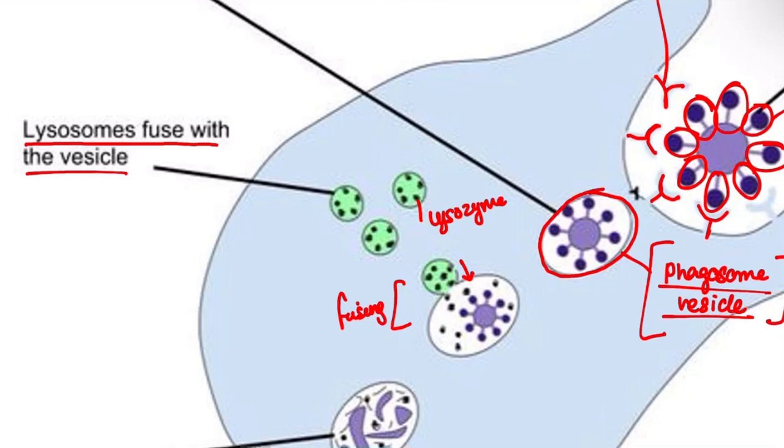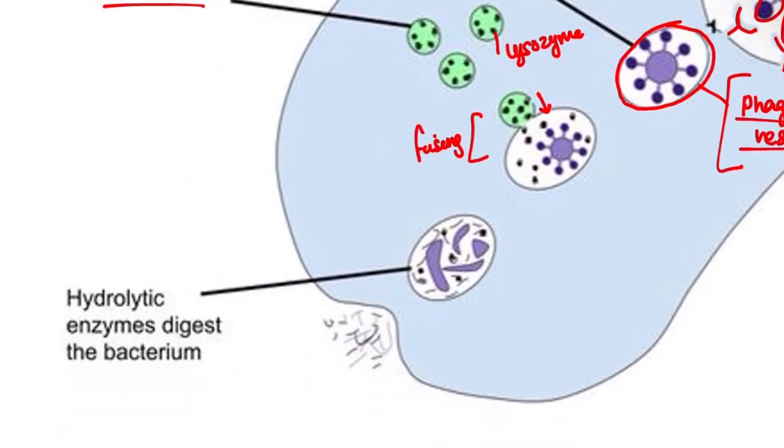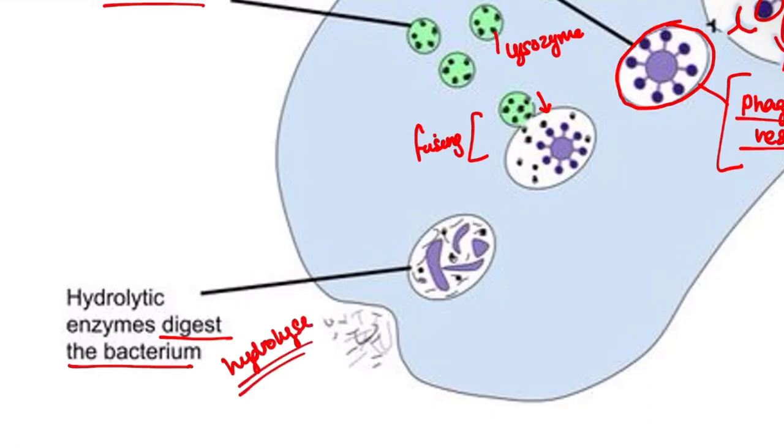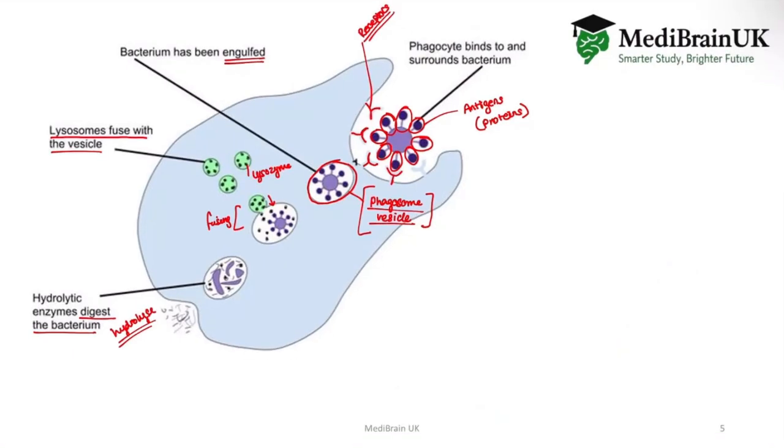And once the lysozyme enzymes enter the phagosome vesicle, they will digest the bacterium. They will hydrolyze the bacterium. Make sure you use hydrolyze. Okay, they will hydrolyze the bacterium. And the waste that is produced is just released by the cell, and the soluble products are absorbed and used by the cell. Okay, and that's the process of phagocytosis that you need to know.